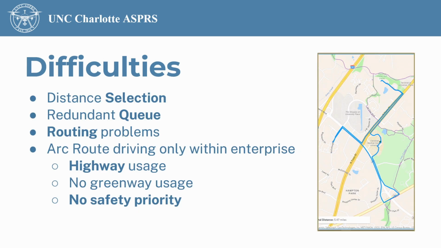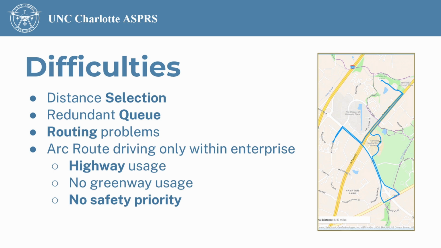So, difficulties that we ran into. The distance selection was definitely one. It's really, really hard to get a random algorithm to be exactly 5 miles. Since we're going through an external routing algorithm, it tends to end up being like 4.69, 4.7, or like 6.2. And over time, I'd like to hone in on this and make it essentially exact.